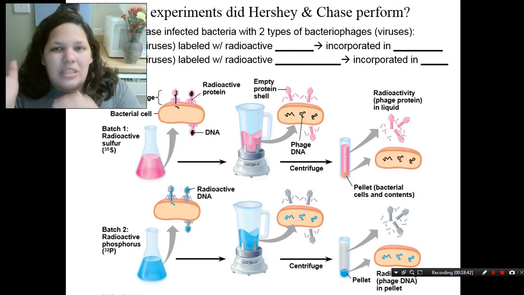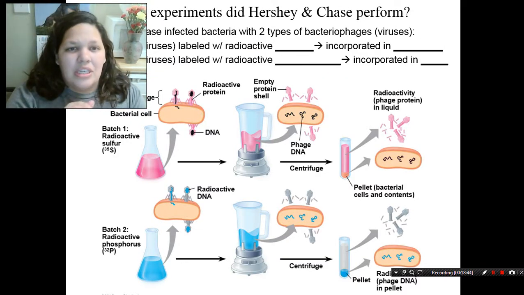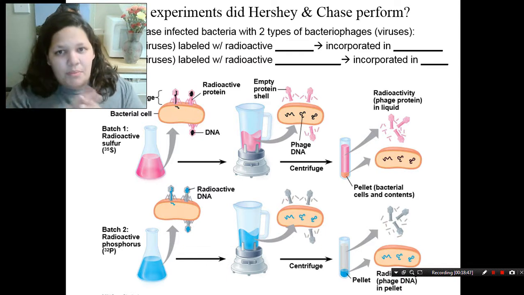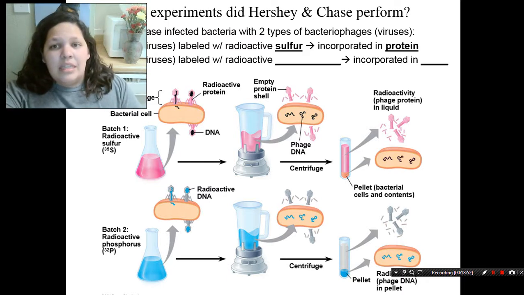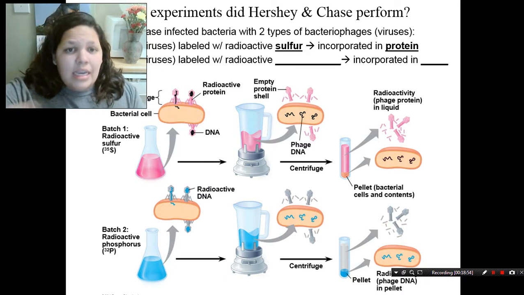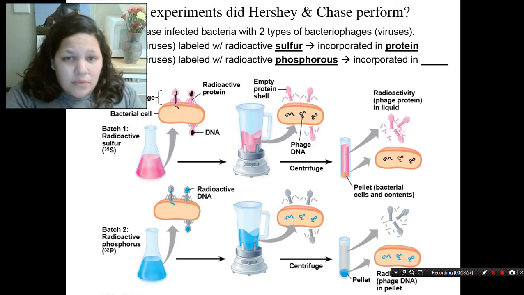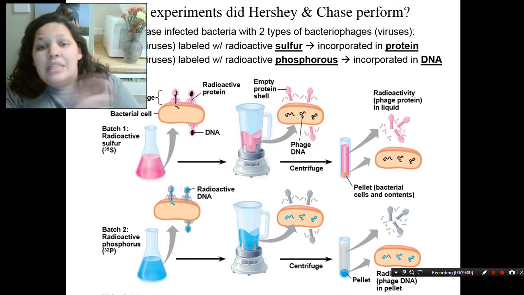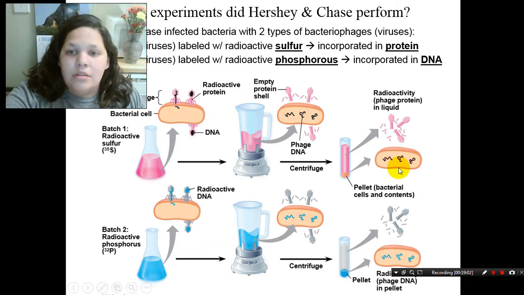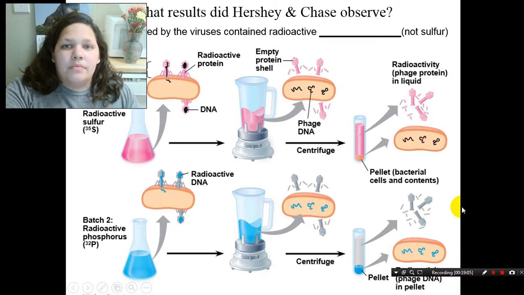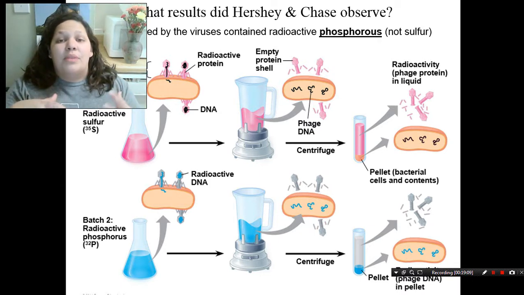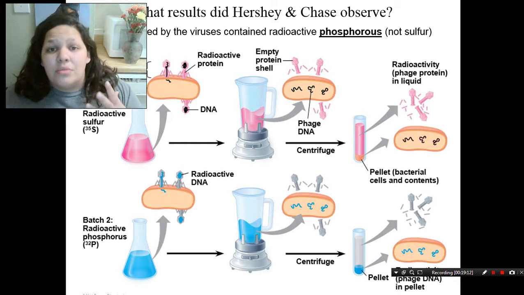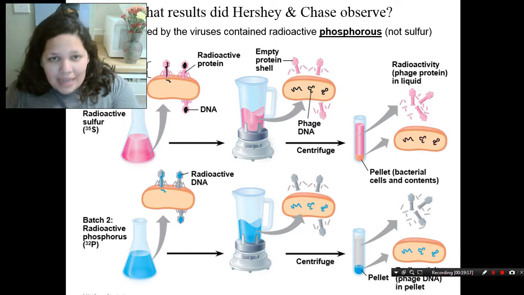So this is called the Hershey and Chase experiment. Hershey and Chase infected bacteria with two types of bacteriophages. So you had phages that had radioactive sulfur, and these were incorporated into the proteins. And then you had phages with radioactive phosphorus, and these were incorporated into the DNA. So let's go ahead and keep going. So what does this mean? Well, bacteria infected by viruses contained radioactive phosphorus. So in other words, the phosphorus showed up, which means that it was DNA that was passing the information.